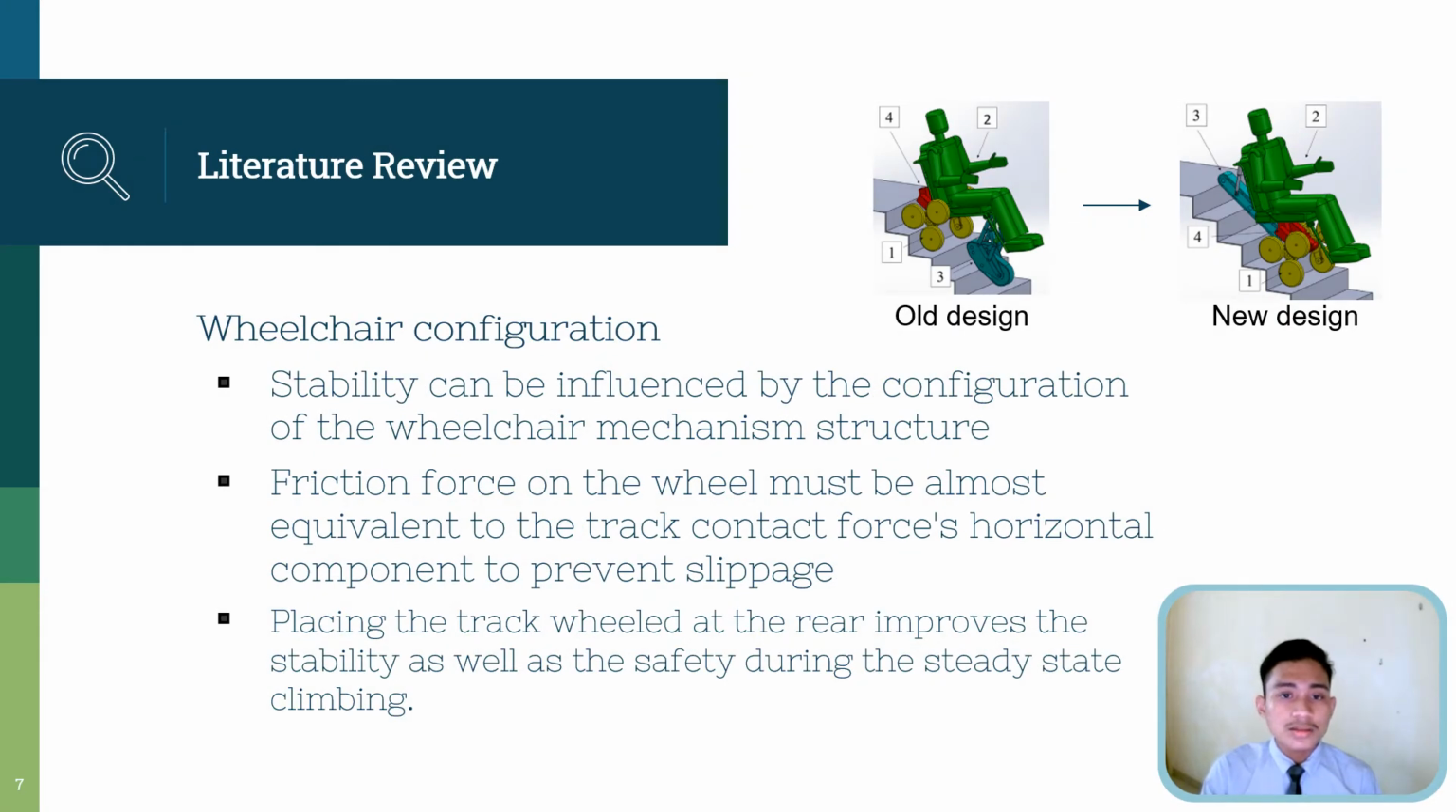The problem related to stability may be influenced by the configuration of the wheelchair mechanism structure. According to Gigoglia 2017, the friction force on the wheel must be almost equivalent to the track contact force horizontal component to prevent slippage of the wheelchair. Therefore, placing the track wheel at the rear improves the stability as well as the safety during the steady state climbing.